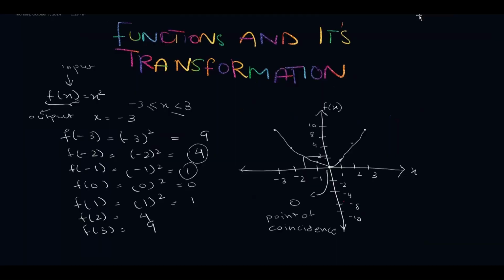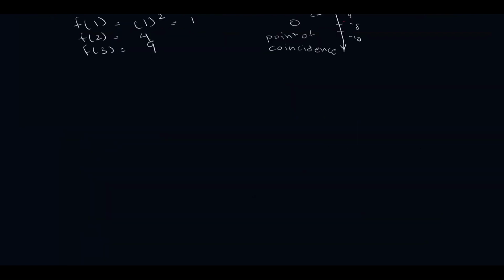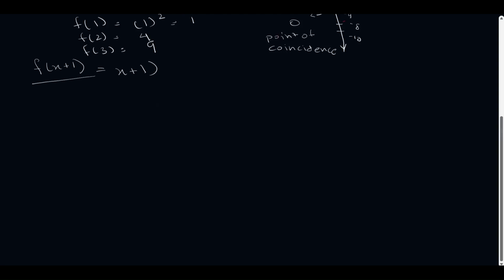So in the last video, we saw a function f(x) equals x squared, and we found out the values of x from -3 to 3, and then plotted the function f(x) over this plot here, and we got a curve that had its point of coincidence at 0. Now let's go ahead and change our input of the function to f(x+1). Right? And so our output would become (x+1) whole squared. And now let's name this function m(x). So m(x) is equal to f(x+1), which is equal to (x+1) whole squared.